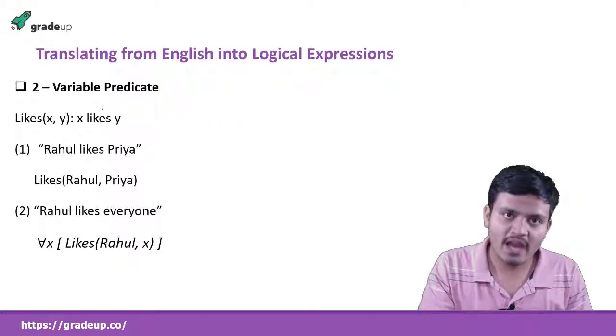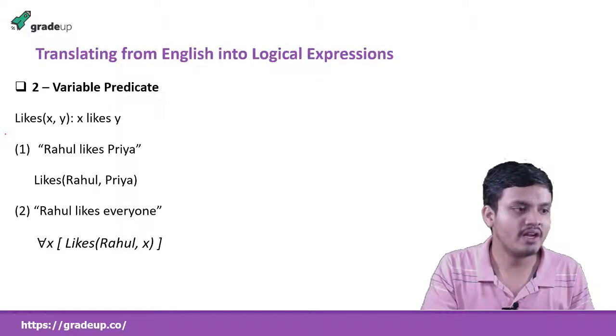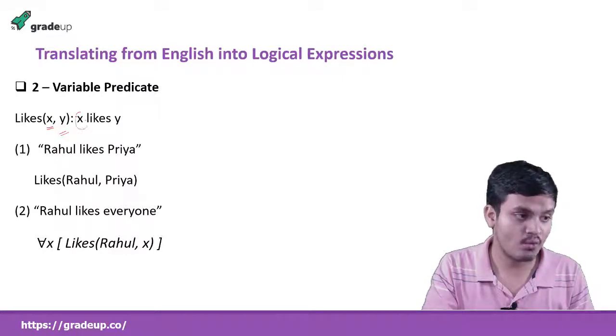Now we will see examples from two-variable predicates. What is a two-variable predicate? In a two-variable predicate we have two variables, like here we have x and here we have y. So what does Likes(x, y) mean? It means x likes y. If I write x here, then that should become first here.